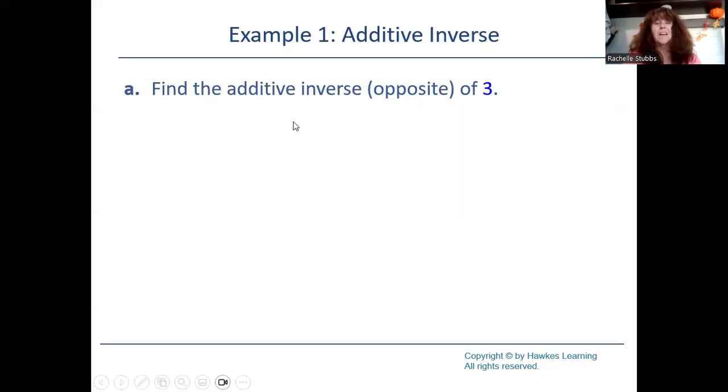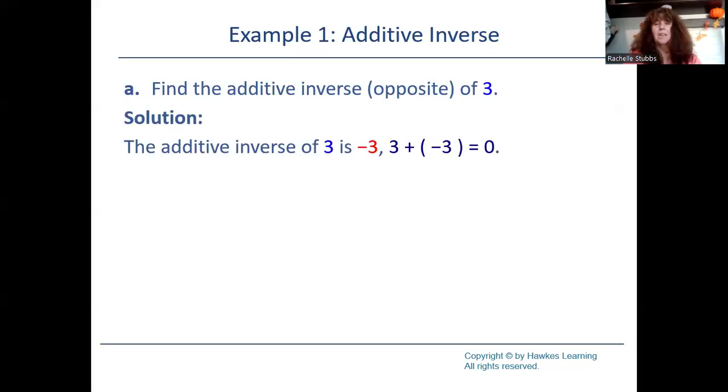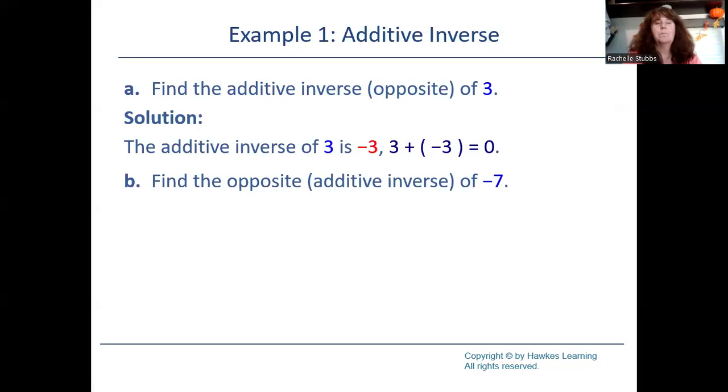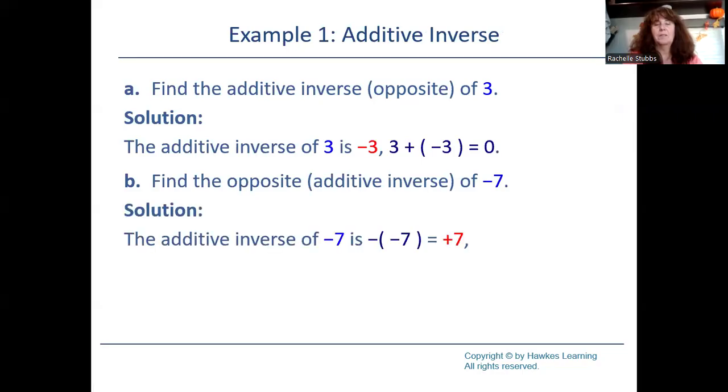So if I asked you to find the additive inverse or opposite of 3, you would say -3. And to check that you got it right, you would do 3 plus -3. If it equals 0, you did it correctly. Find the opposite or additive inverse of -7. Well, that would be +7. And we could check that. If they add up to 0, we got it correct.